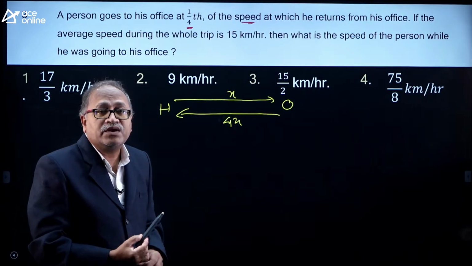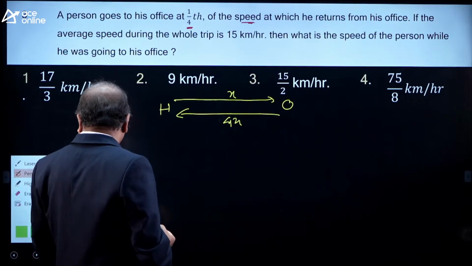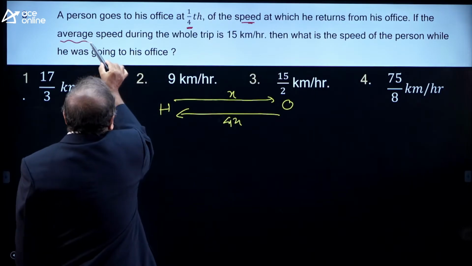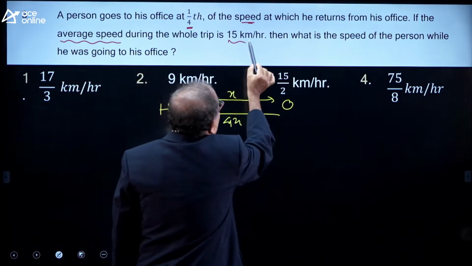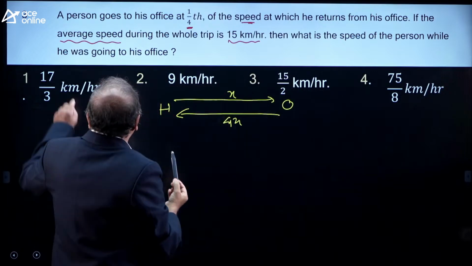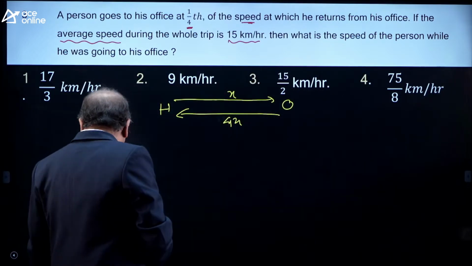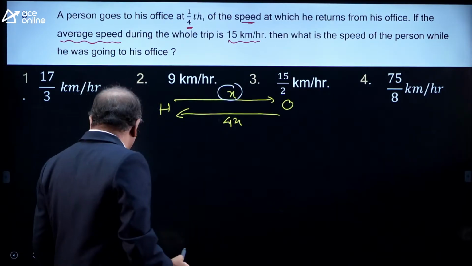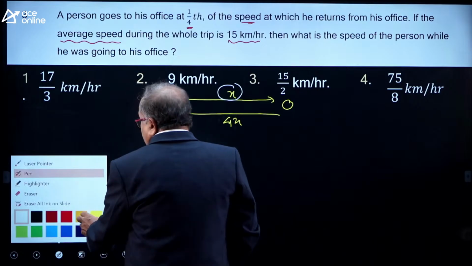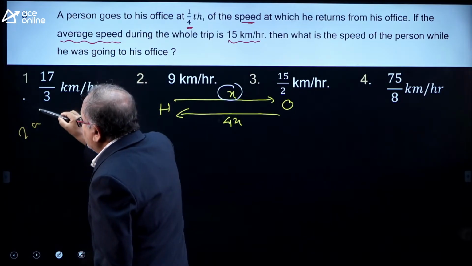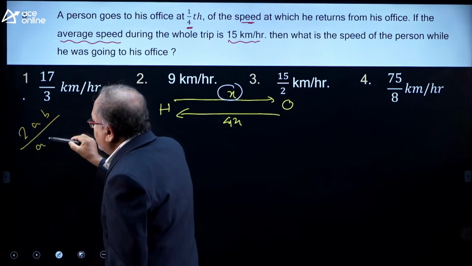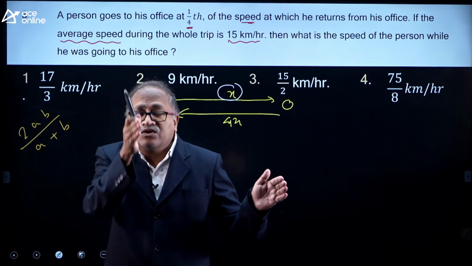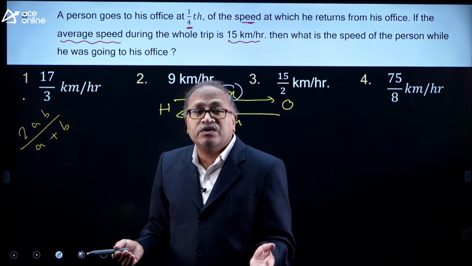You know how to find out the average. Now finally it says that the average speed is 15 kilometers per hour, then what is the speed of the person while going to office? While going to office, that is x, and you need to find the x value. You can apply here for finding the average, 2ab by a plus b, when the distance for going and coming back is the same, or the total distance is covered in two equal parts. So that is the formula we will apply for average speed.